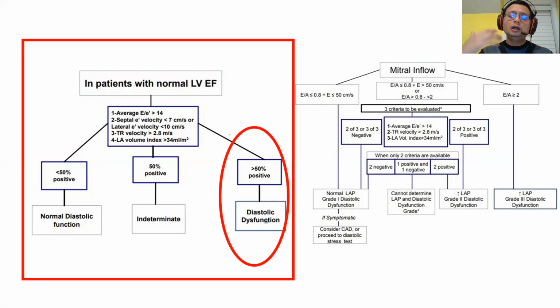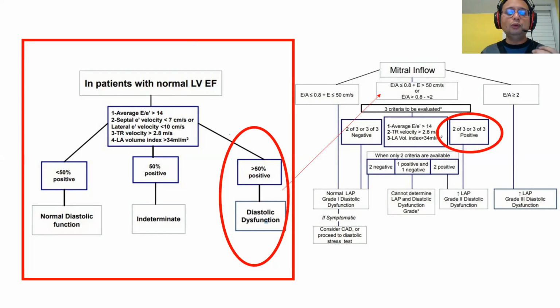Our question now is, what is the left atrial pressure? Is it elevated or not? Now we use algorithm 2. The E over A is 1.74. So E over A is between 0.8 and 2. What do we need to do? We have to look at the 3 criteria here, and they are the same as the criteria here. The patient actually fulfills all 3 of the criteria. So this patient has diastolic dysfunction with increased LA pressure. The E over A is 1.74, so this patient has grade 2 diastolic dysfunction.